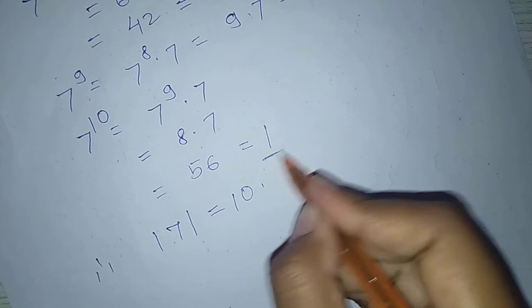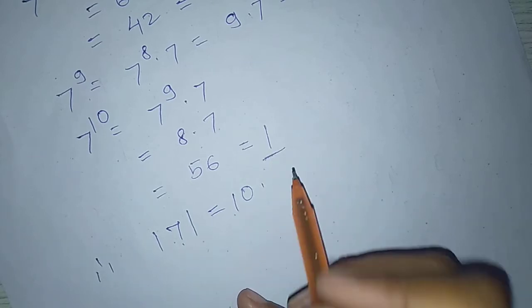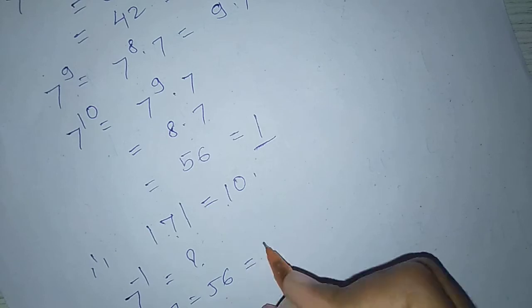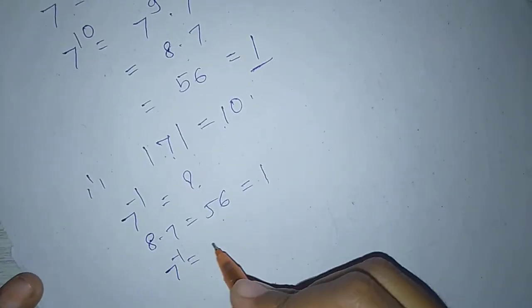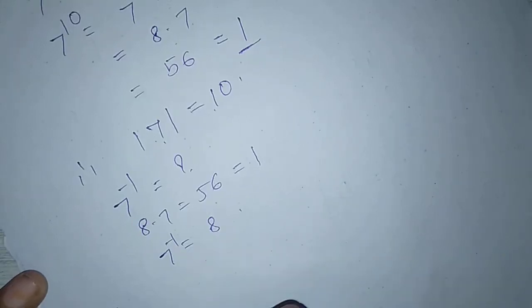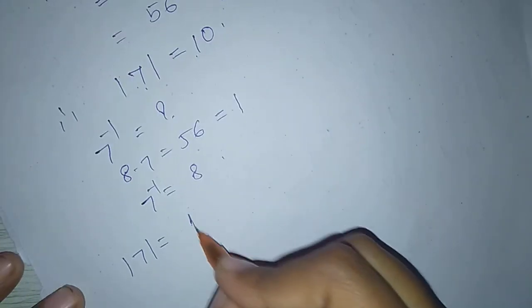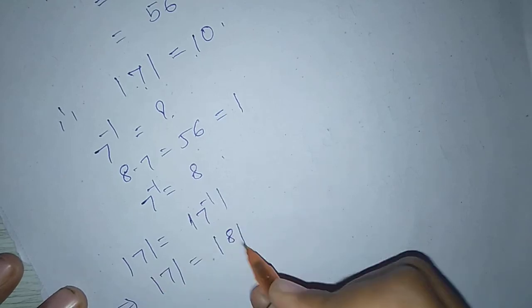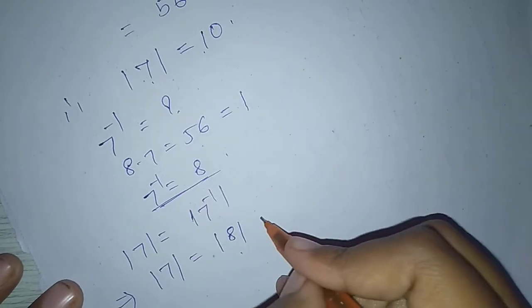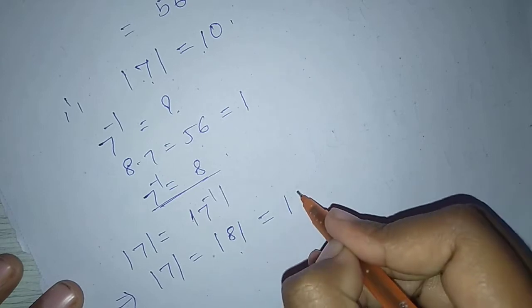So order of 7 equal to 10, because here we get identity. Inverse of 7 is nothing but 8, since 8 into 7 equal to 56, which is equal to 1 under modulo 11. So 7 inverse equal to 8, means order of 7 equal to order of 7 inverse, which implies order of 7 equal to order of 8, which is equal to 10.